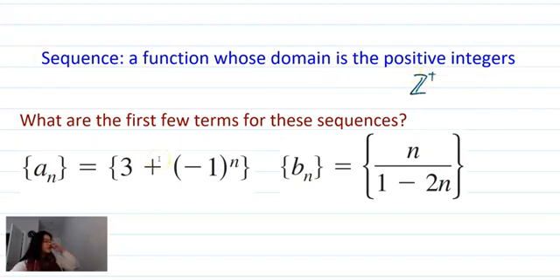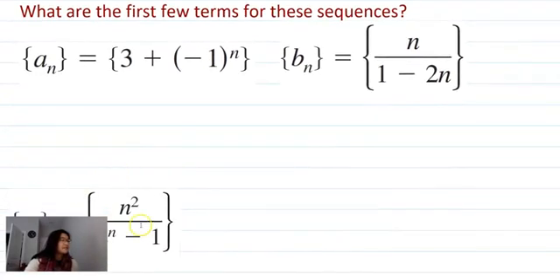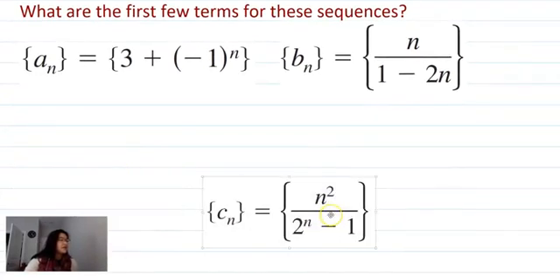So what are the first few terms for these sequences? We got a sub n, b sub n, and c sub n. So think about it a little bit, and then we will talk about it. What are the first few terms for each of these?